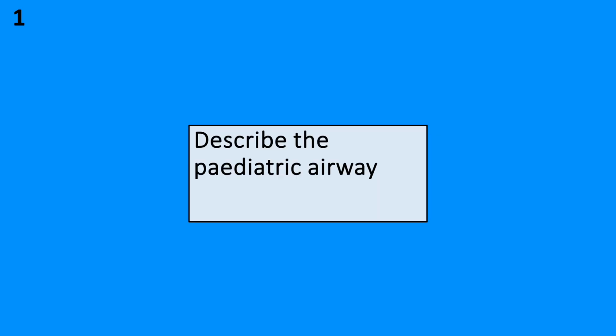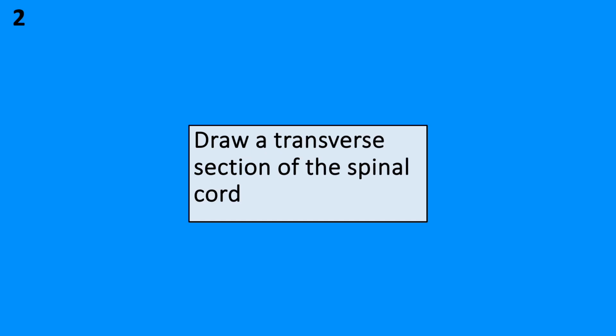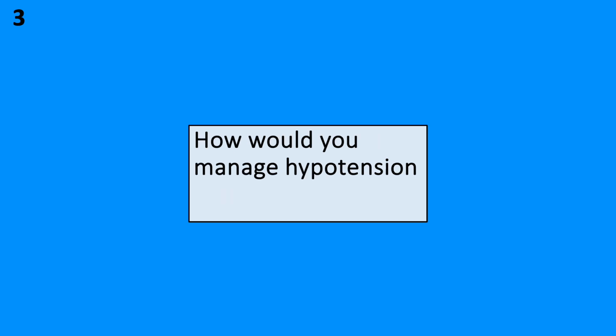Describe the paediatric airway. Draw and label a transverse section of the spinal cord. Describe how you would manage a period of intraoperative hypotension.